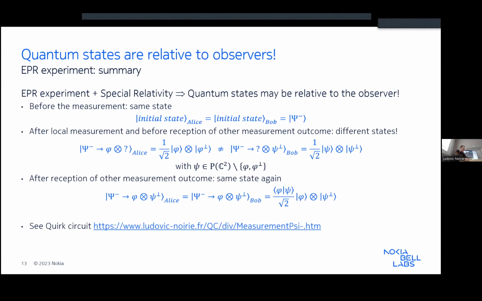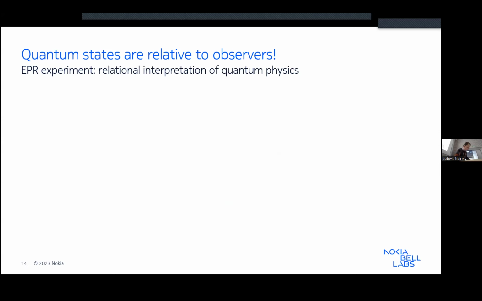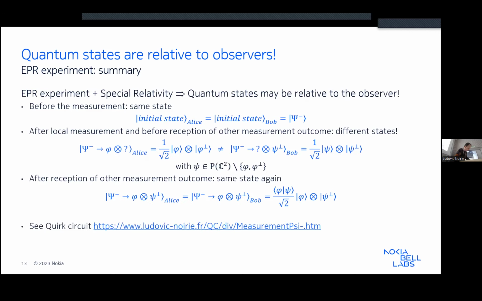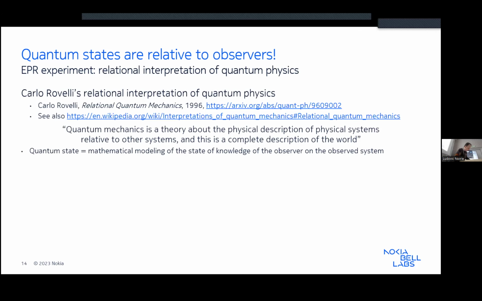So when you consider the EPR experiment plus special relativity, the quantum state may be relative. The initial state is the same. The intermediate state is different. And after reception of the measurement outcome of the other, the final state is again the same. I will not go through it. I will put the slide on the website. You can check things with some quantum circuits. So here I will go fast.